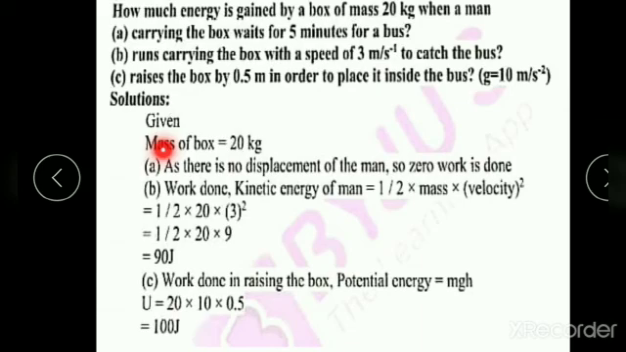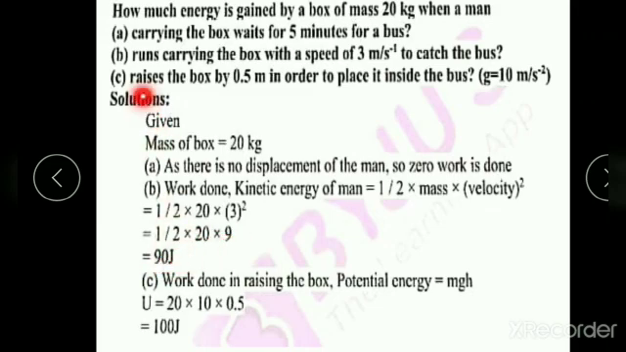Here the mass of the box is 20 kg, and in the first case, carrying the box, he waits for 5 minutes for a bus. As there is no displacement of the man, he is waiting, the work done will be 0. The next, runs carrying the box with a speed of 3 meters per second to catch the bus. Here the work done will be the kinetic energy, half mv squared. So half into the mass of the box, 20, into the velocity 3 squared. Half into 20 into 9 gives you 90 joules.